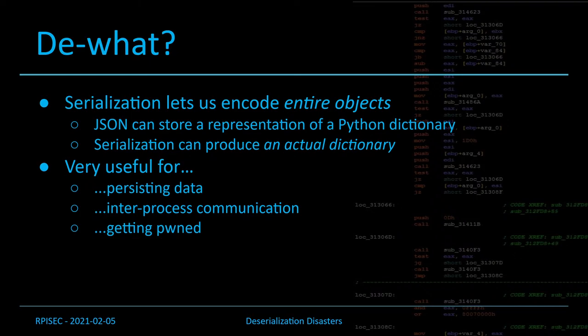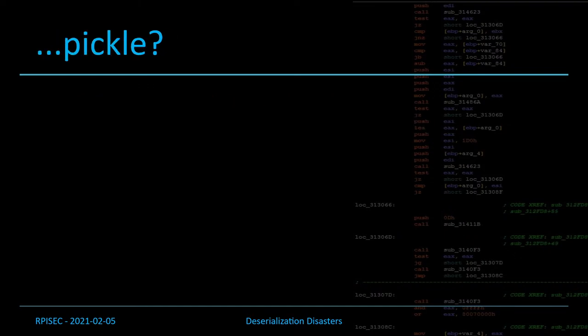We can use it to make data persistent. It's a lot easier to do that if you don't have to think about actually restoring and encoding it. If you can just say, take my data, put it away, and then pull it back out later exactly as I left it. It's also great for inter-process communication. You can send actual objects back and forth. I believe this is very popular in Java for passing commands around. In case you need to send your abstract singleton proxy factory bean to your server, you can just serialize it, toss it over, deserialize it. Thirdly, it is amazing for getting pwned.